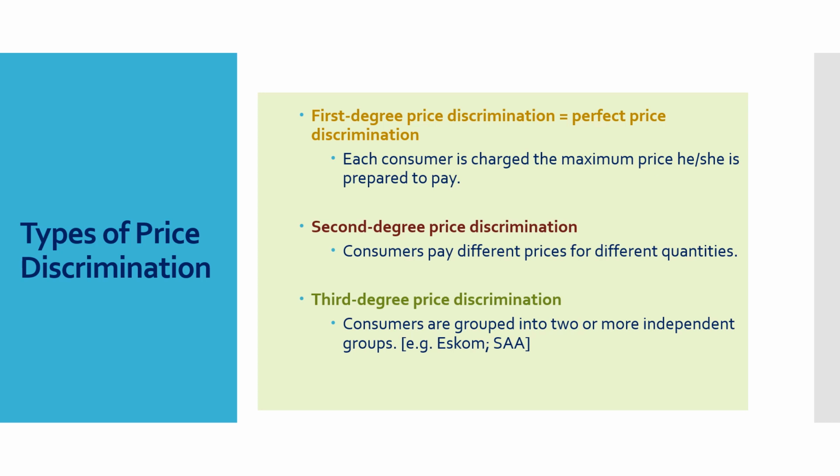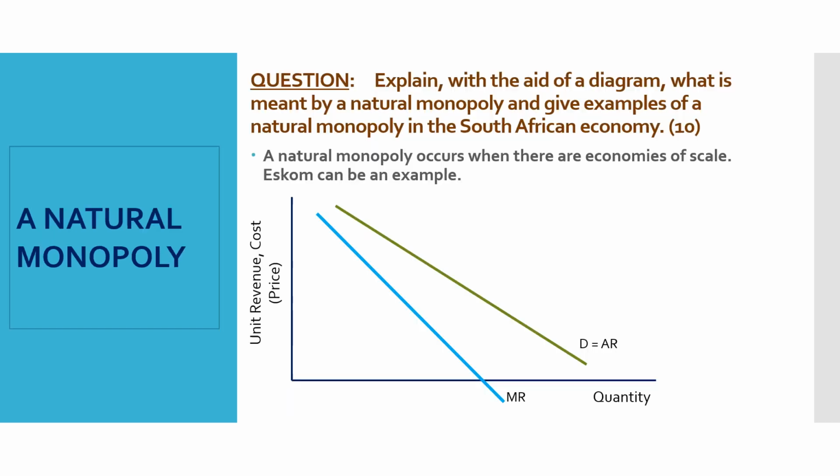All right. A tricky concept we're about to have a look at now, which is called a natural monopoly. Now, one of the questions that they have asked before is: explain with the aid of a diagram what is meant by a natural monopoly and give examples of a natural monopoly in the South African economy. Well, there's a key difference for a natural monopoly. Now, I'm going to show you what this key difference is, and then we'll talk some more about it.